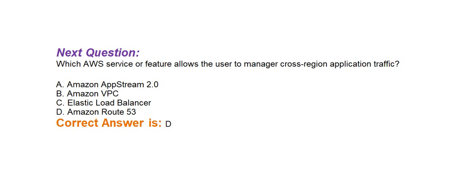Next question is, which AWS service or feature allows the user to manage cross-region application traffic? Option A, Amazon AppStream 2.0. Option B, Amazon VPC. Option C, Elastic Load Balancer. Option D, Amazon Route 53. Correct answer is option D, Amazon Route 53.